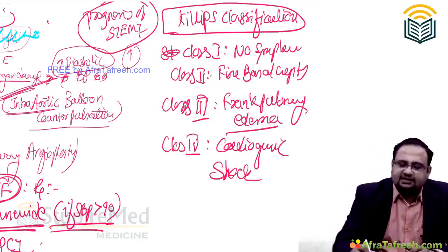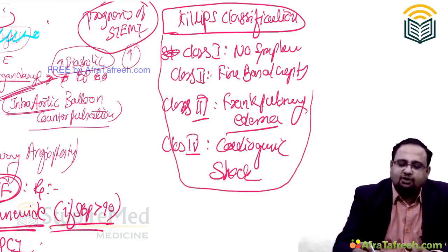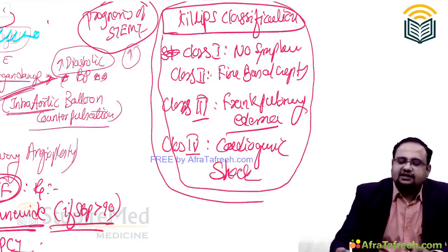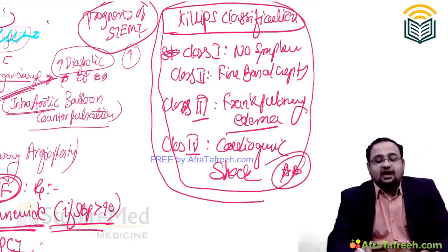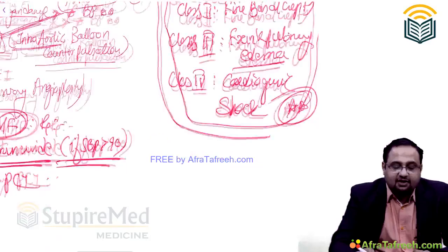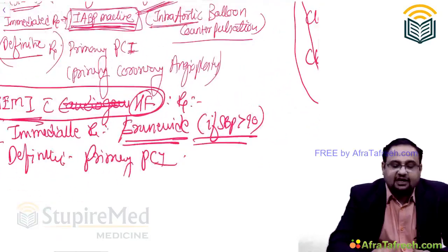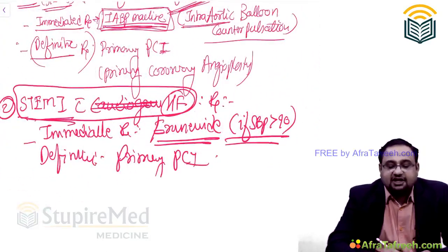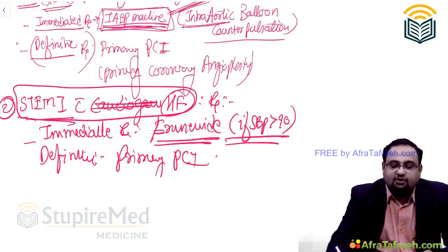So always remember this classification, very important. Please keep a note of this. It is given very nicely in Harrison and it has to be always kept because it is one of those asked very frequently, friends. So this is ST segment elevation with heart failure. The immediate treatment is furosemide if systolic blood pressure is more than 90, and the definitive treatment is primary PCI.